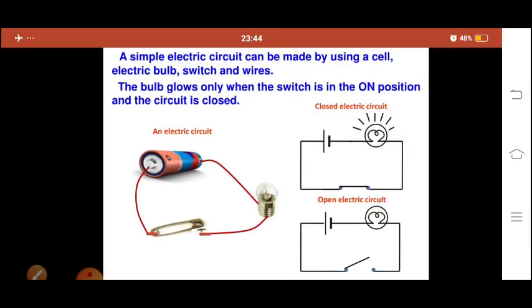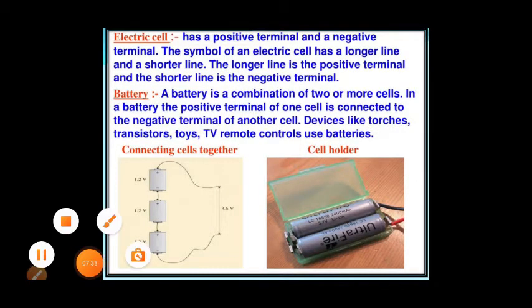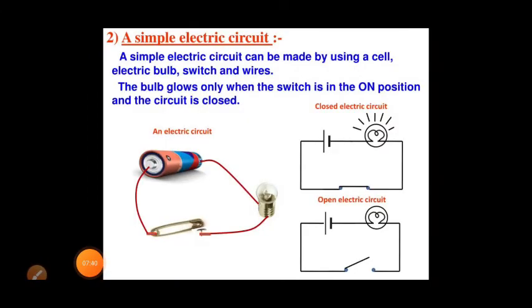Here they use only a single cell. You can use one battery also. That means a combination of 2 or 3 cells you can also use. Like this way you can make a simple circuit, and you can take this as an activity and do it in your home. Make a simple circuit and just glow a bulb.